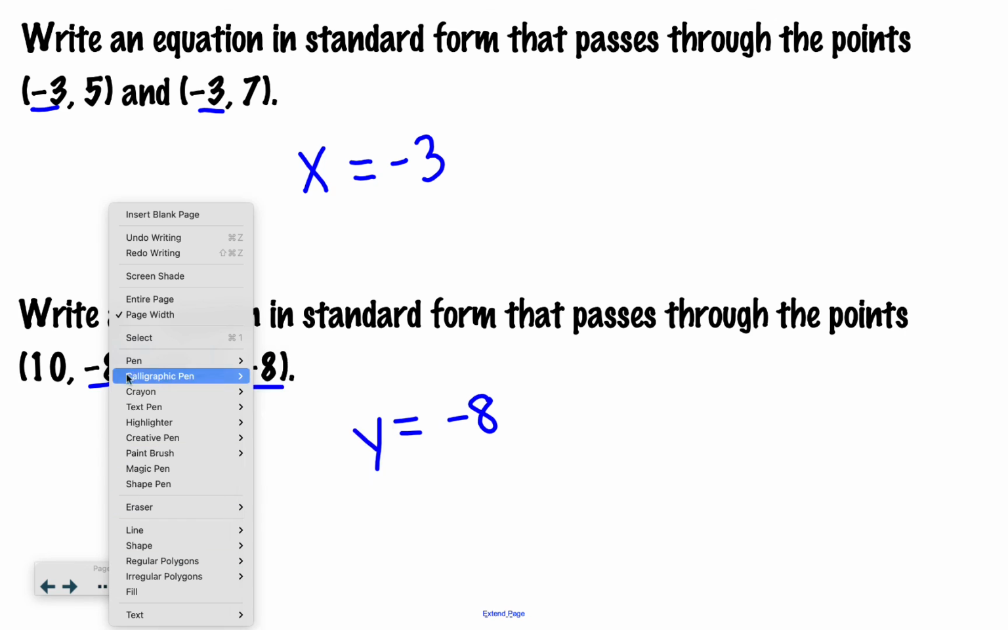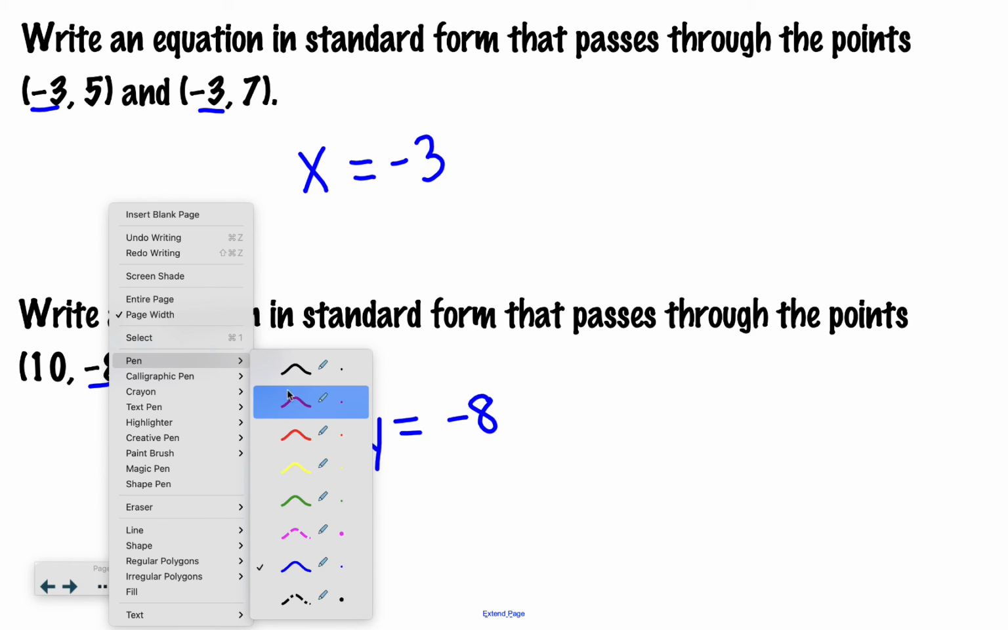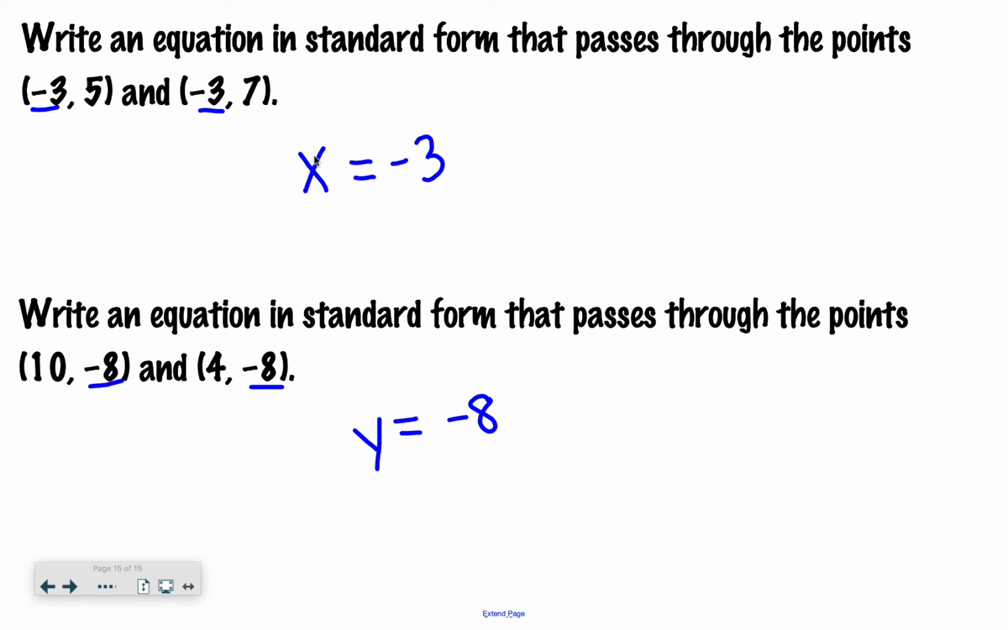The reason that's still considered standard form is because this would just be 1x plus 0y, and this would be 0x plus 1y. But we never have to write 0x, and we don't have to write that 1. So that's why, even though it doesn't necessarily look like it's in standard form, it's still considered standard form.